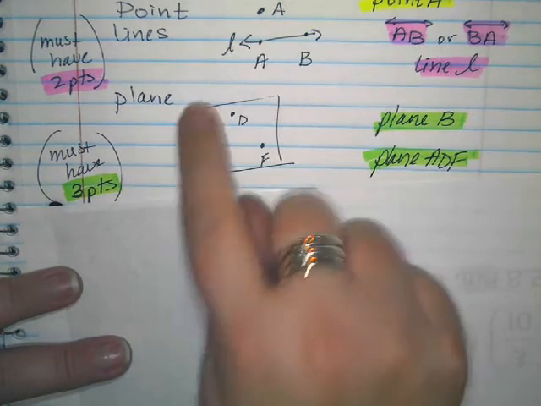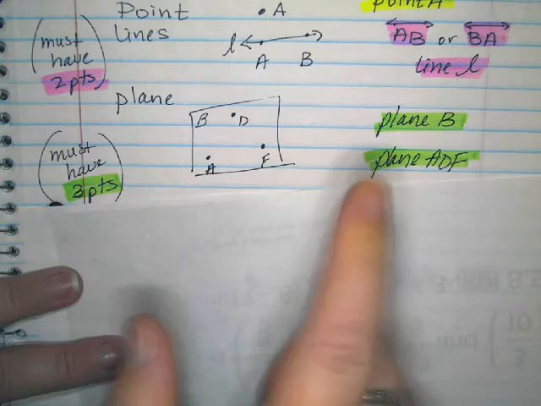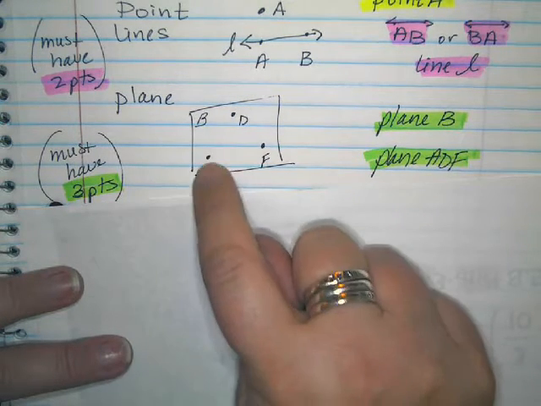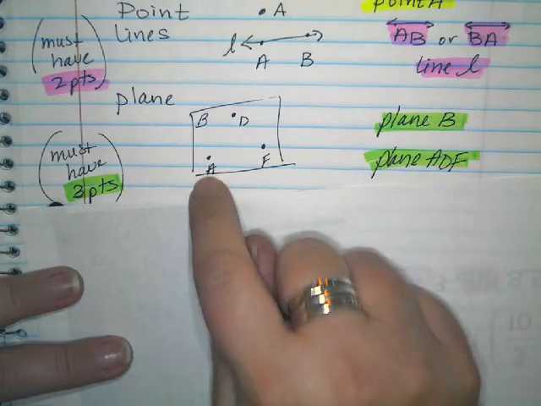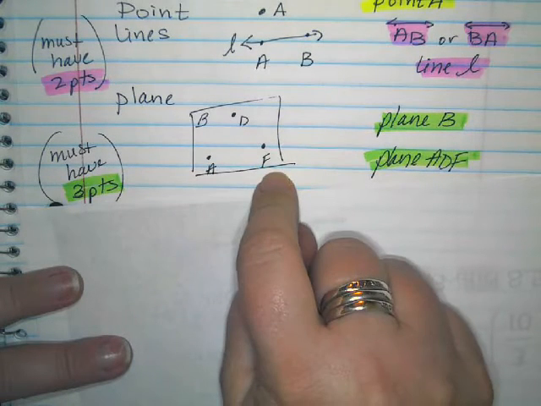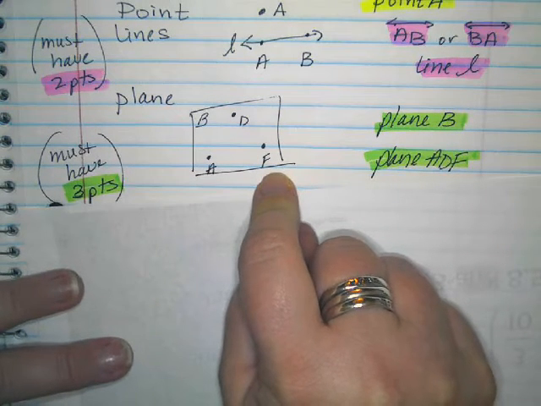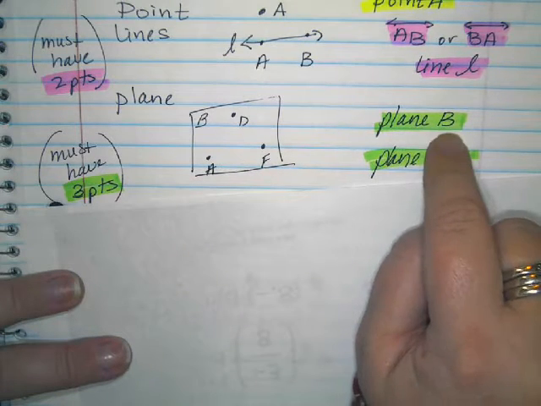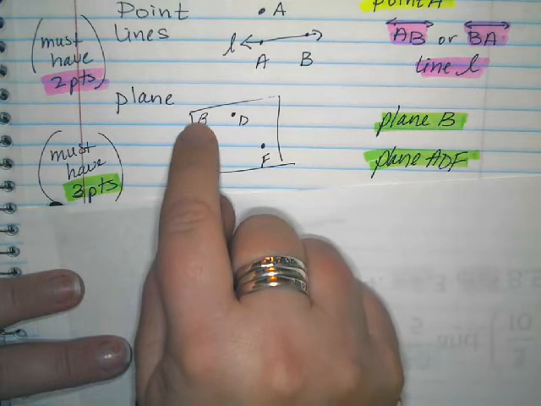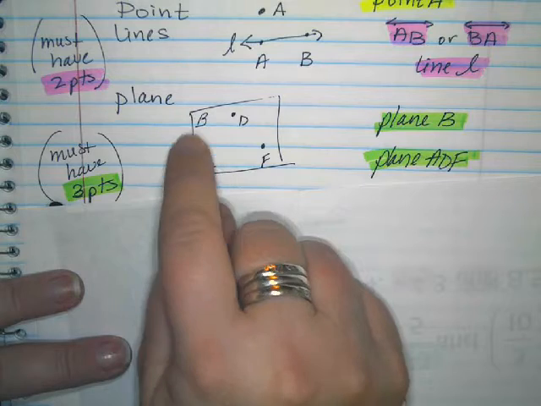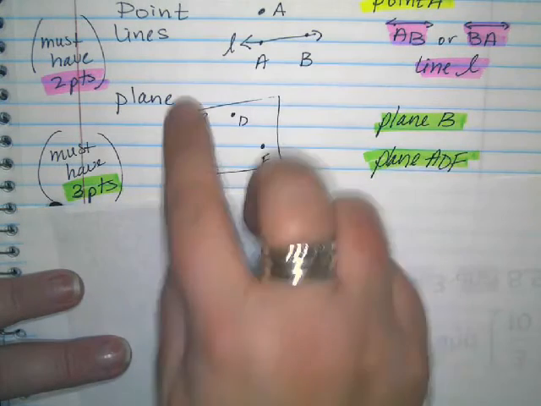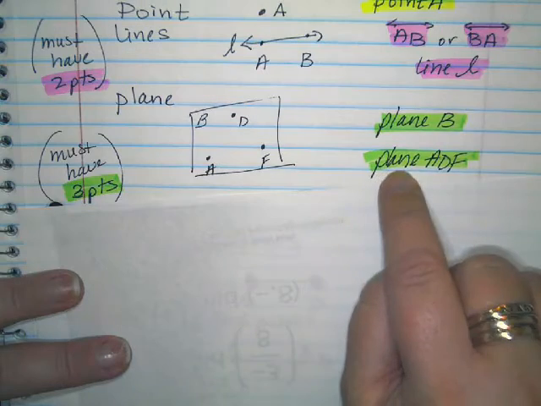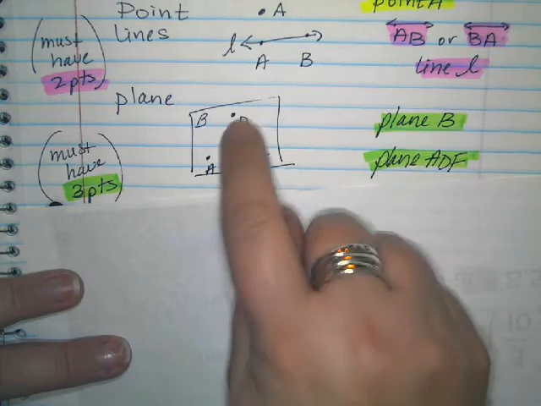And the last one there is a plane. And a plane is like a piece of paper. And I have right here, I have this called plane B. And then I have 3 points inside of here. I have a point A, a D, and an F. So in order to name this plane, there's 2 ways that I could name a plane. I could call it plane B, because this here in the corner, this plane is called B. It doesn't have a point associated with it. It's just saying that this whole piece of paper here is called B. I could also call it plane ADF, so ADF.